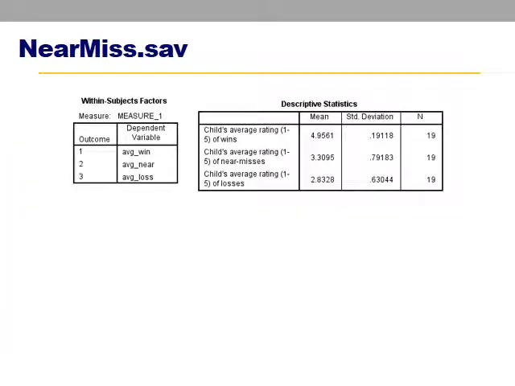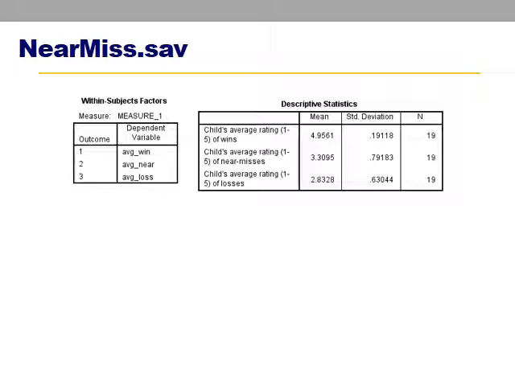Here are the first 2 tables of output that we get when we run this test. As we saw a few minutes ago, on the left, we get a key that tells us which of the 3 levels of outcome corresponds to which of the 3 measurements. So in this case, children's ratings of times that they won is considered outcome 1, their ratings of near misses is considered outcome 2, and their ratings of losses is considered outcome 3. Those three outcomes each have a mean rating, which are shown in the table on the right.